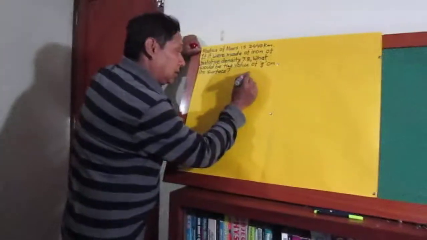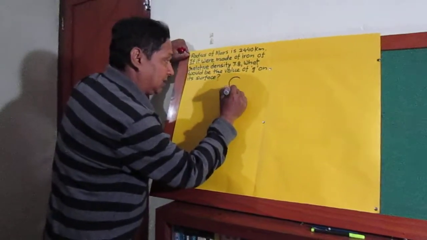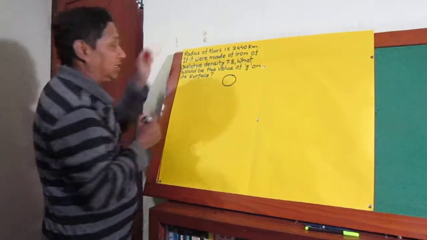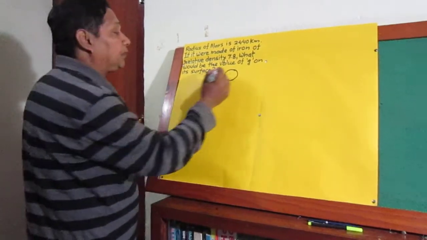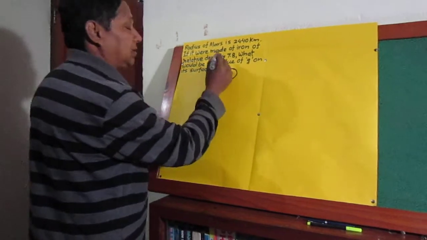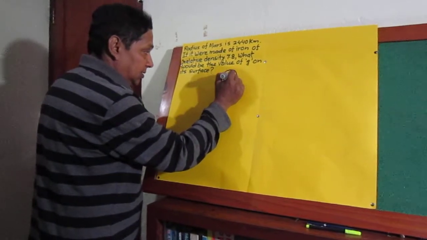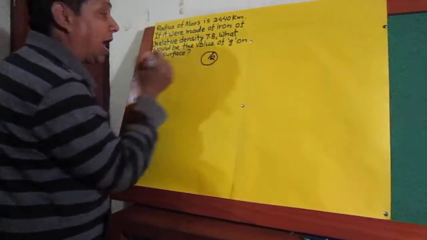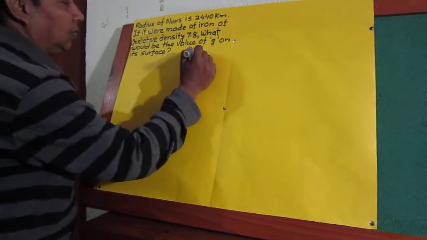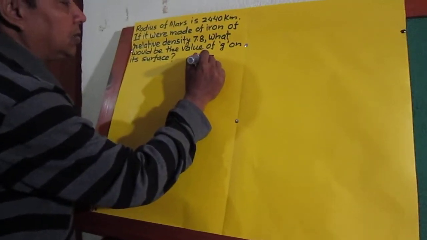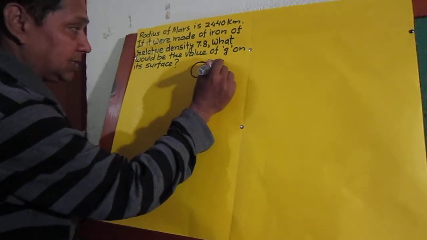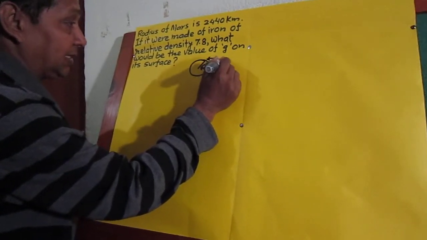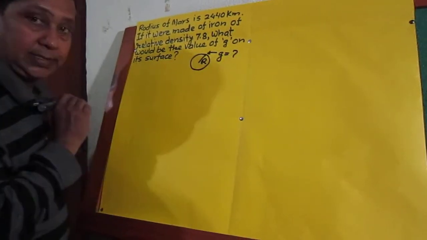Now, look at this. It can be represented diagrammatically this way also. Let's say this is the planet Mars, and this is its radius, which can be denoted by R. And we have to calculate the acceleration due to gravity on its surface, which can be represented by g. And we are going to calculate this.